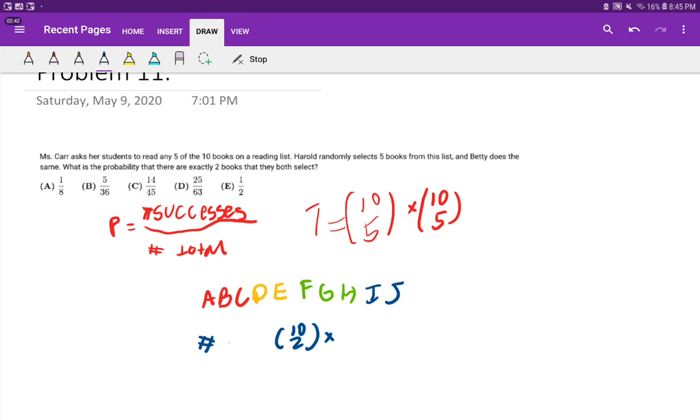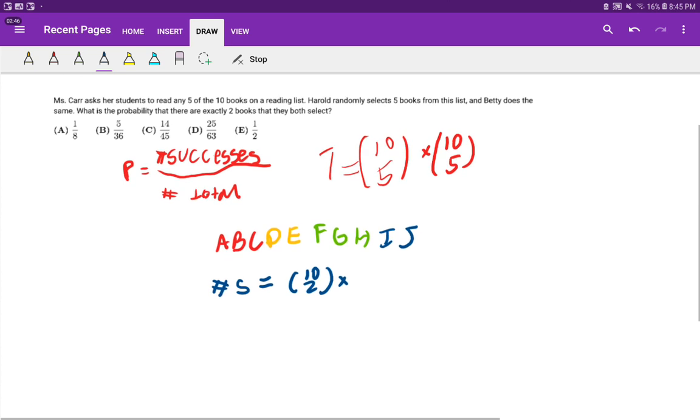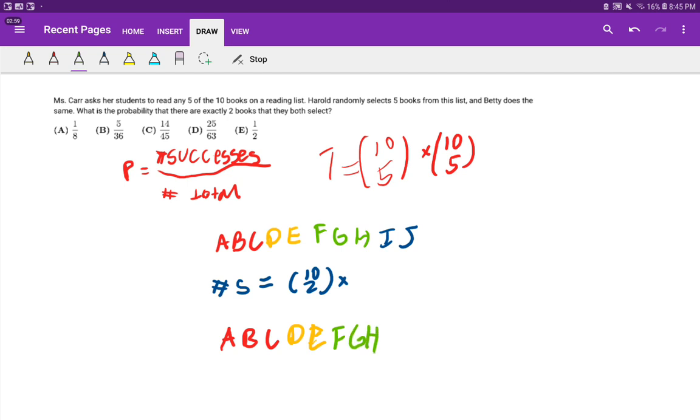Next, we count. So let's just assume I and J are taken out. Next, we have A, B, C, D, E, F, G, H. So now we have to choose 2 of the 8 remaining to be read by both. So let them both be D and E. Thus, there are 8 choose 2 ways, because there are 8 books and we choose 2. So that's 8 choose 2.